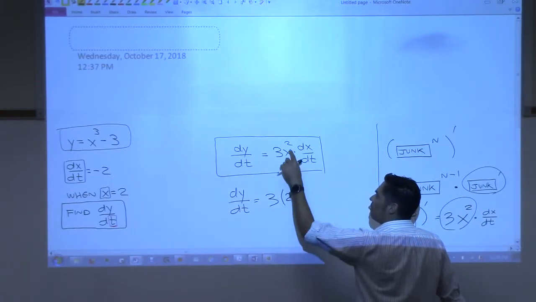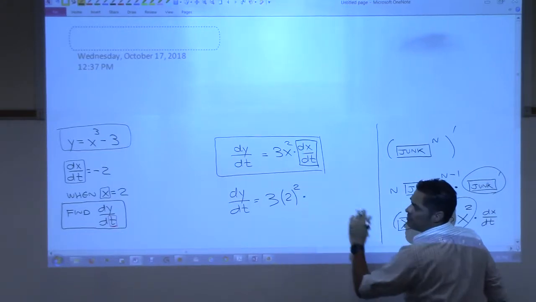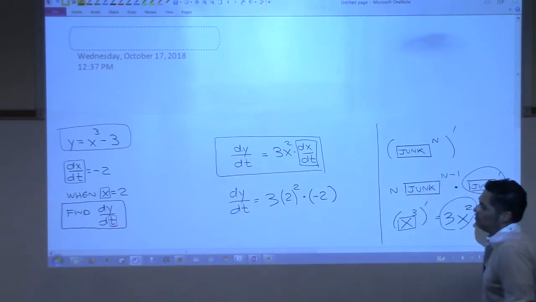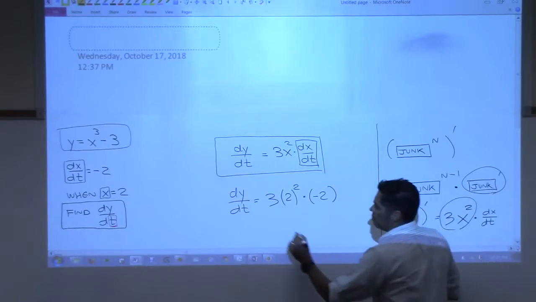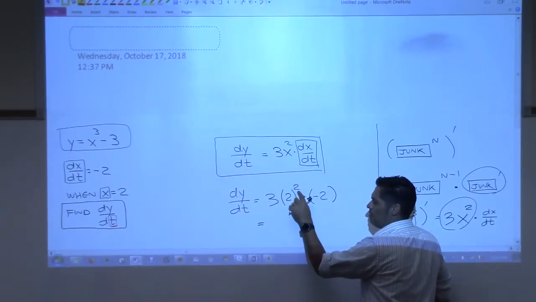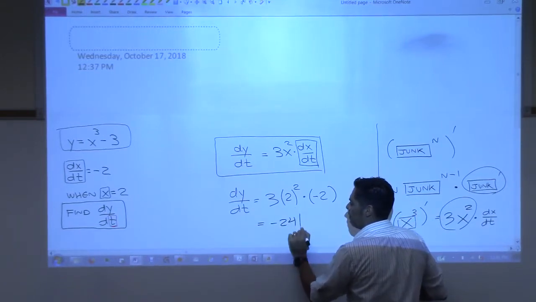We have to square that, right? And then multiply by whatever dx/dt is, and that's given to us to be negative 2. So this is order of operations. We do this first, right? So 4, 12, negative 24.